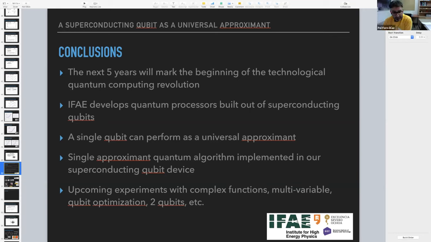And so in the coming experiments, we will be implementing the complex functions, multivariable, and we will also be implementing the optimization that I was talking about classically. We will be doing that with the qubit itself, and maybe with two qubits and so on.